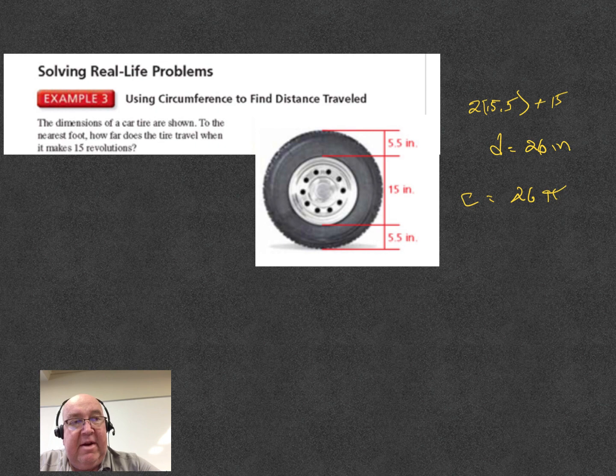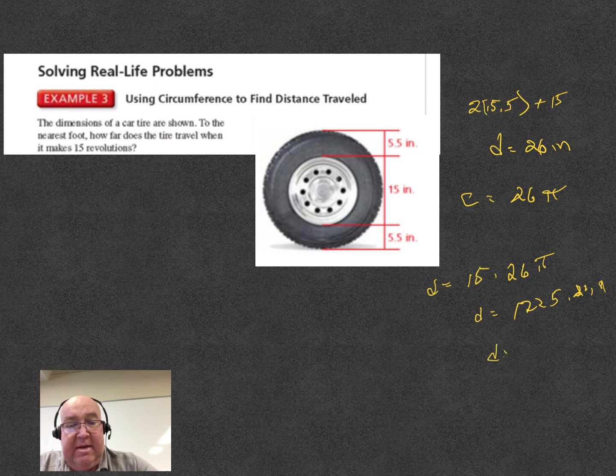We want to find revolutions, so distance is going to equal the number of revolutions times the circumference of the circle, and distance is equal to 1225.2 inches. And if I divide that by 12, I'm going to get 102.1 feet.